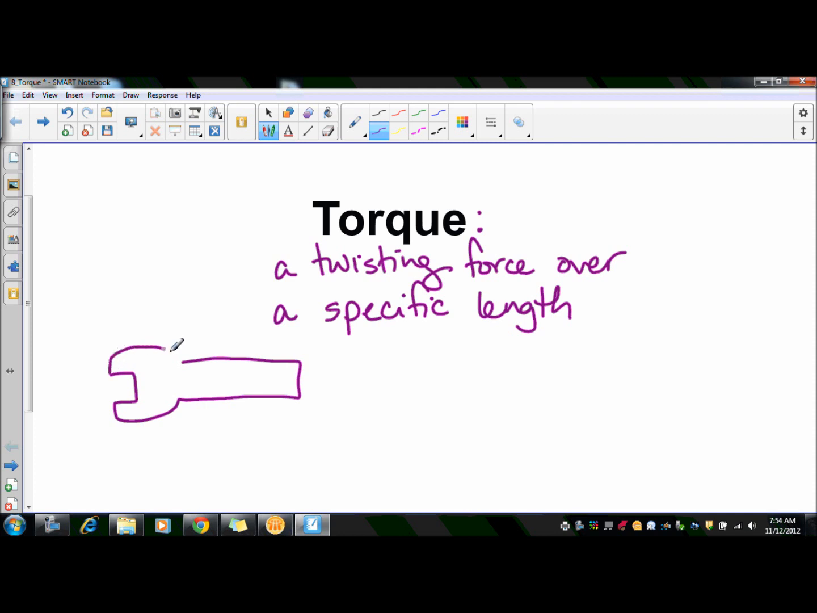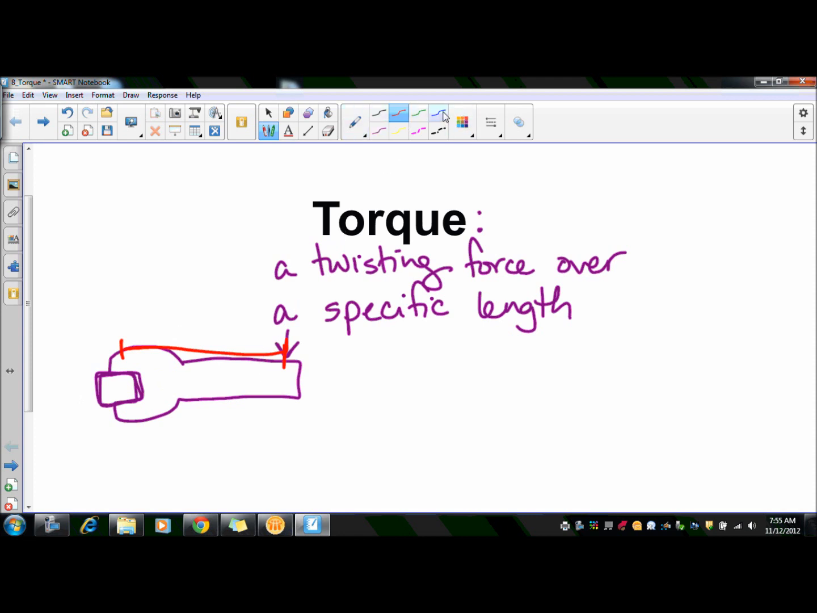Again, excuse my drawing skills. There we go. So here's a wrench. And so the idea is you have some sort of nut, or bolt, right here that you're trying to turn, and you are applying a force, a twisting force, along a specific length. And here, the length is the length of the lever, or the length of the wrench.